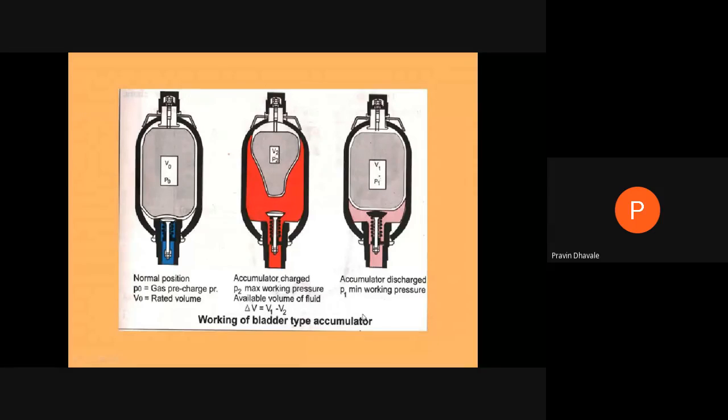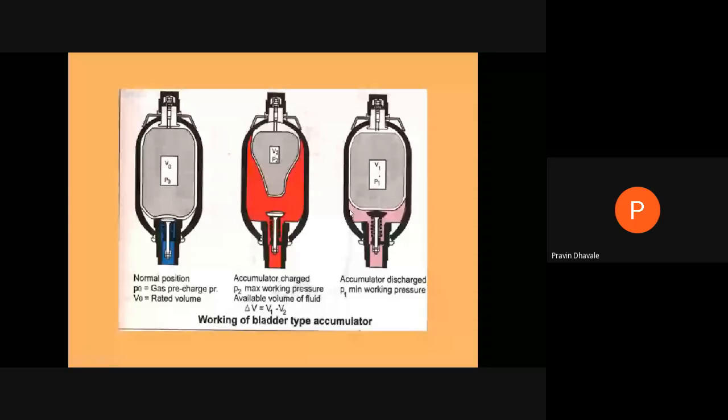Now, when we supply that pressurized fluid to the actuator, what happens? The fluid comes out from this valve and passes to the actuator, and the bladder tries to expand. So this is the third position, where fluid from the accumulator to the actuator is going to pass. At that time, the bladder is going to expand.